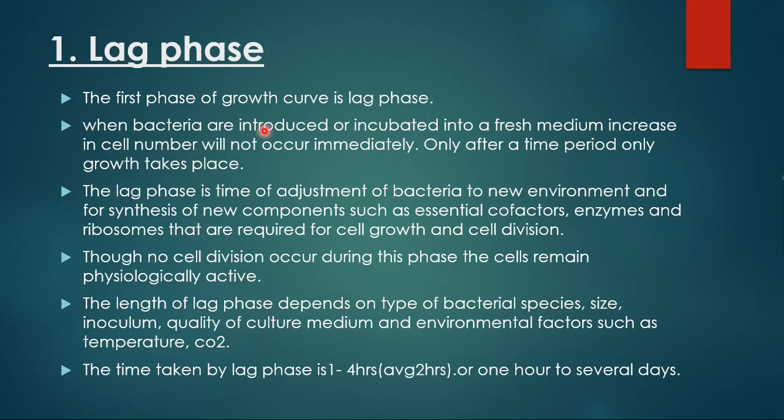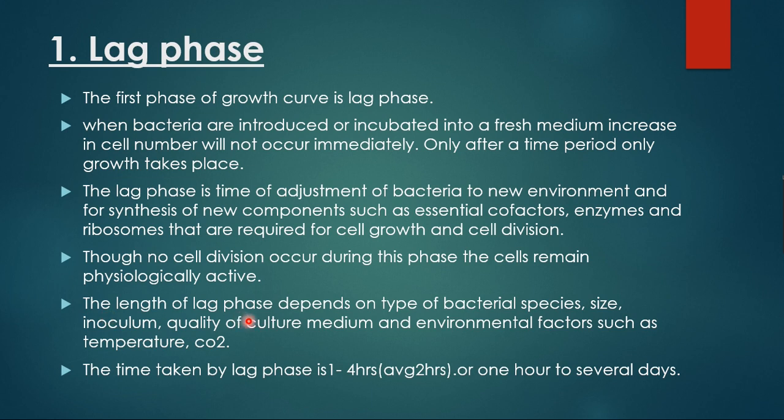So the first phase is obviously the lag phase. Here, when bacteria are introduced or incubated into a fresh medium, an increase in cell number will not occur immediately. That means no number increase will occur in the first phase. So what happens in this phase? The bacteria are trying to adjust to the new environment and also try to synthesize new components such as cofactors, enzymes, ribosomes, which are required for cell growth and cell division in the coming phases. Though no cell division is occurring during this phase, the cell remains physiologically active. That means it won't be dormant, doing nothing, isn't it?